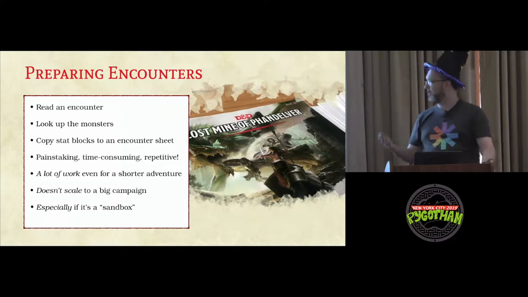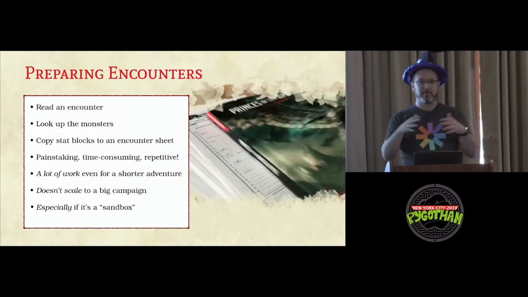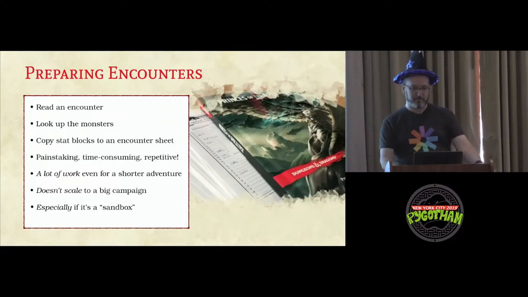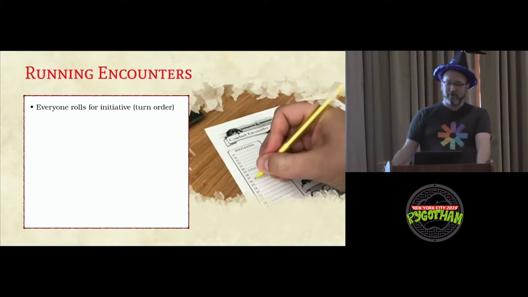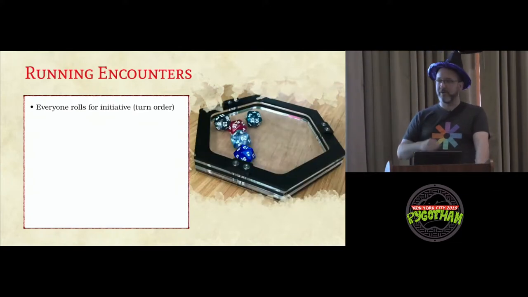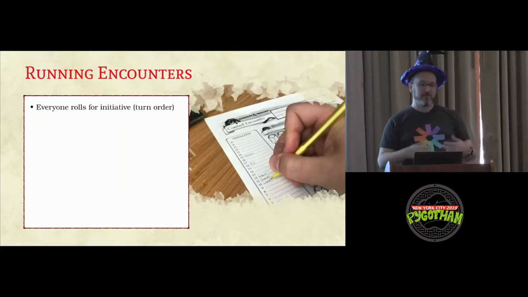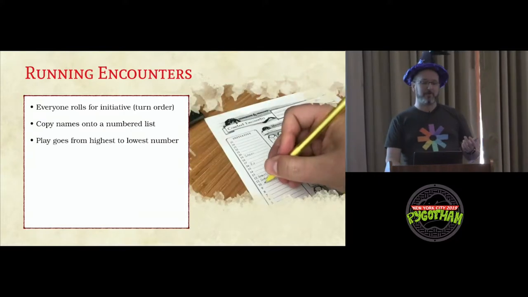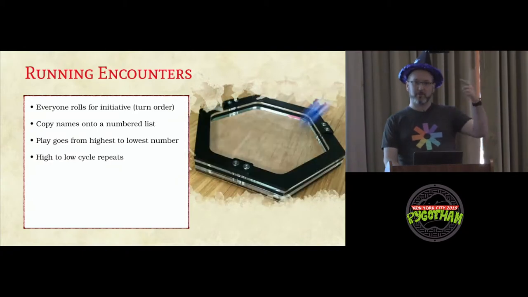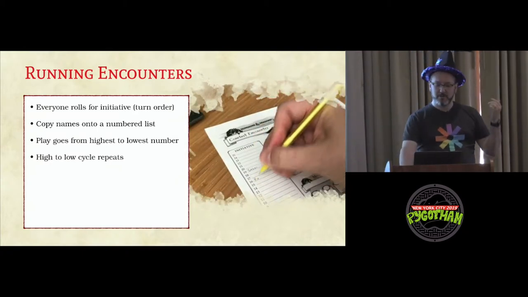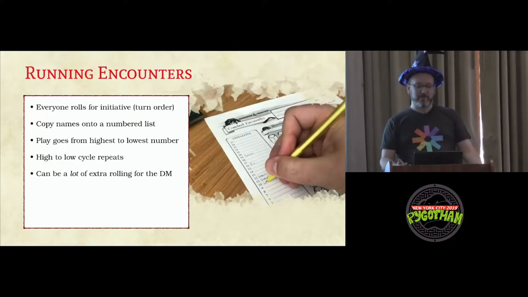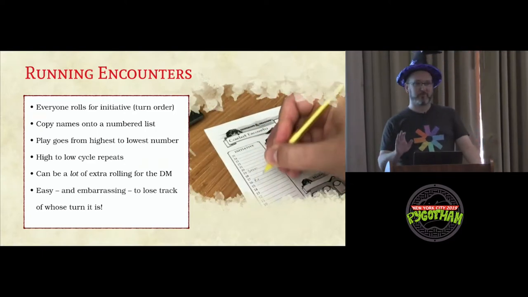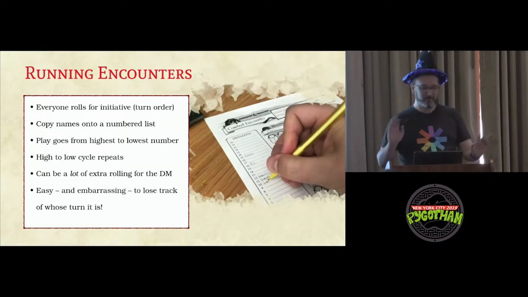Especially if it's a sandbox type adventure where you have a lot of issues with the plot being able to fan out along multiple paths, and so you have so much more that you have to prepare at once because you're not sure which direction your players are going to go. We also have a lot of tedium around keeping track of whose turn it is and how long various things are in effect. So, for example, if we're running an encounter, everybody has to roll initiative to establish turn order. We maybe copy those names out onto a numbered list, and the play goes from highest to lowest, and that cycle repeats again at the top of the round until the encounter is concluded. This can be a lot of extra rolling for the DM, and it is really easy and also very embarrassing to lose track of whose turn it is. I've done this in live play, and it really makes me feel bad.